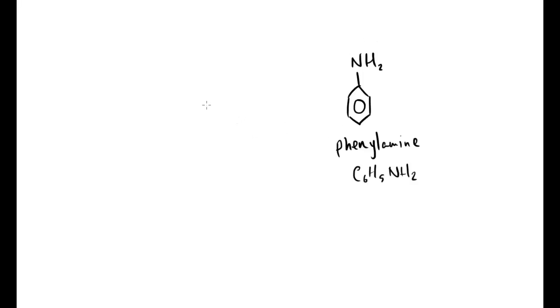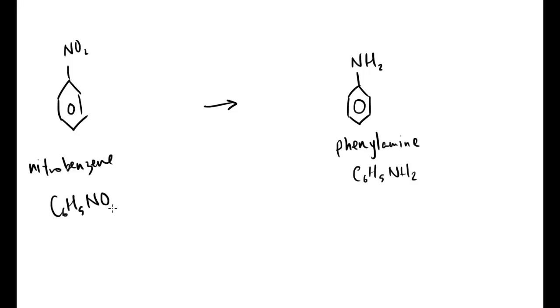Now, what can we start with to create a phenylamine? Well, we can start with nitrobenzene, this guy here, nitrobenzene, again C6H5, this time NO2. And what I can do is reduce this. I'll use my generic reduction, and I'll get a couple of waters on the other side as well. So I'm reducing my nitrobenzene to an aromatic amine.